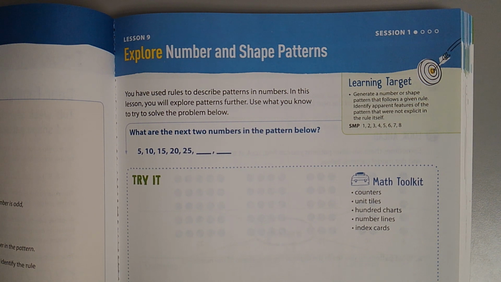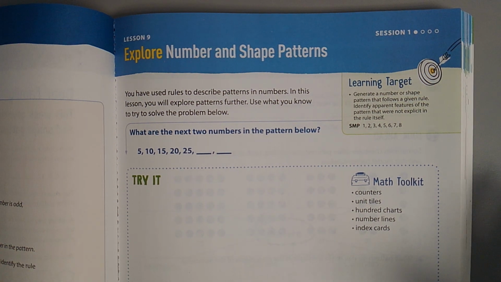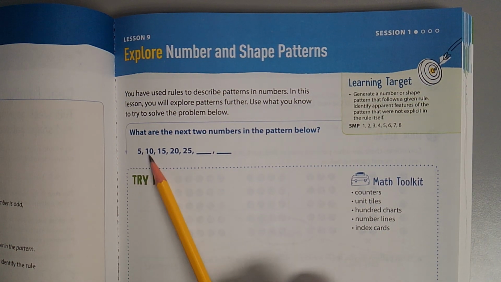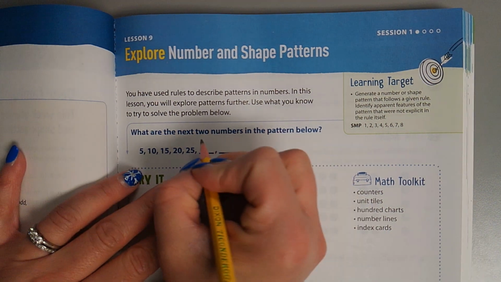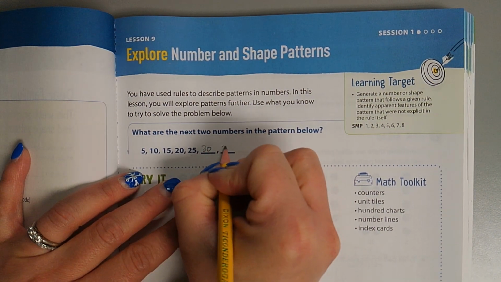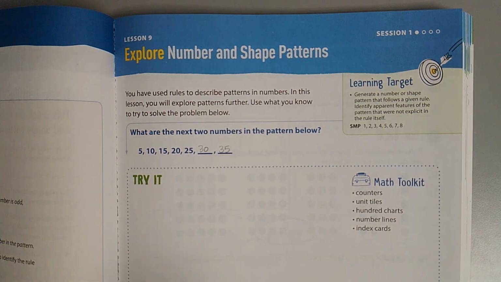For this one should be pretty easy for you guys. It's what are the next 2 numbers in the pattern below? Well, let's look at our pattern. 5, 10, 15, 20, 25. What do you think comes next? 30, 35.